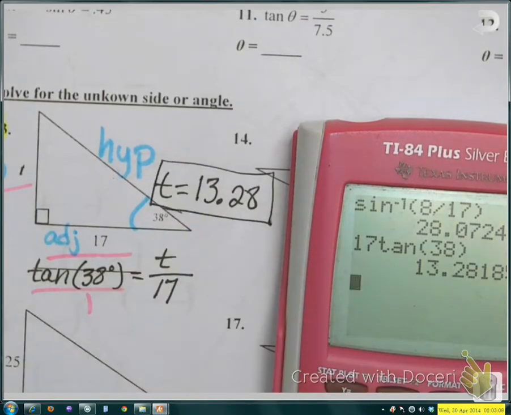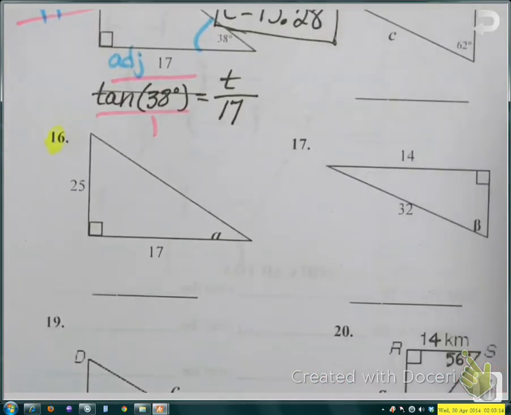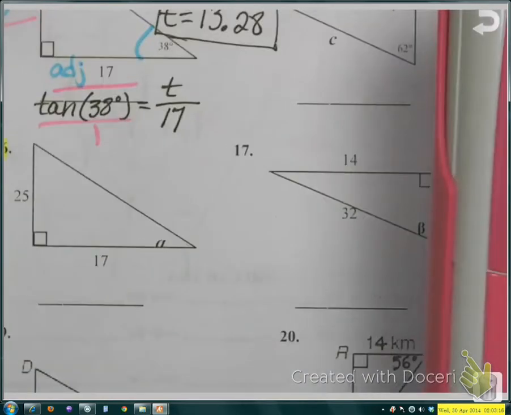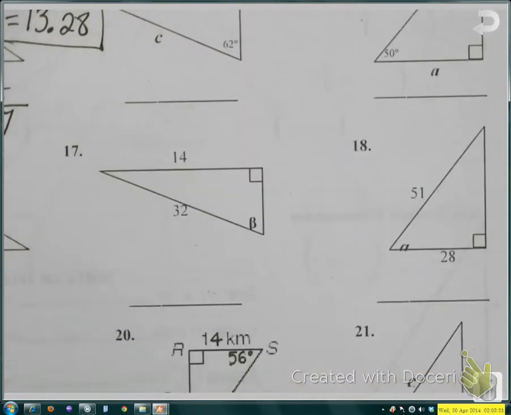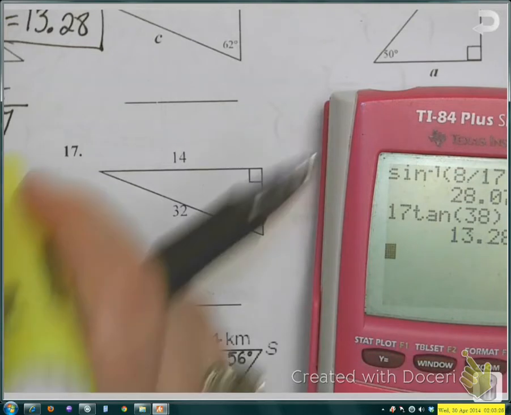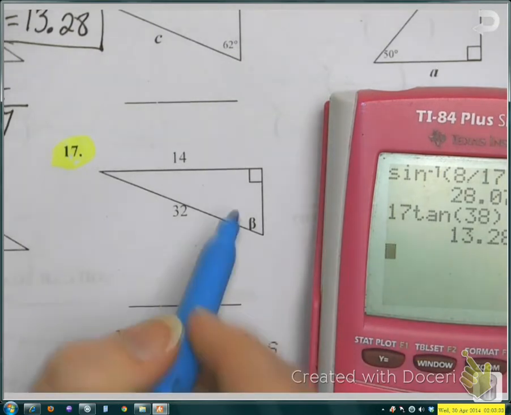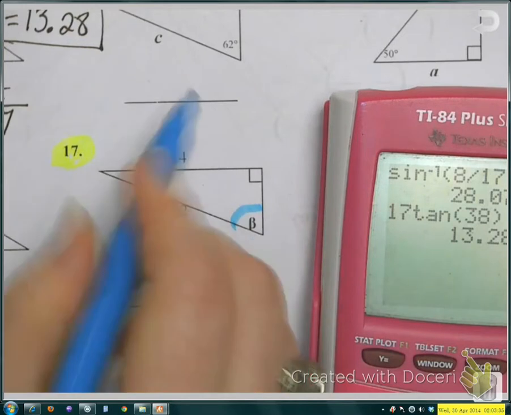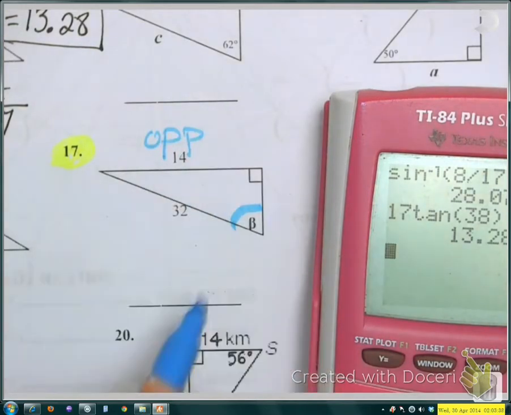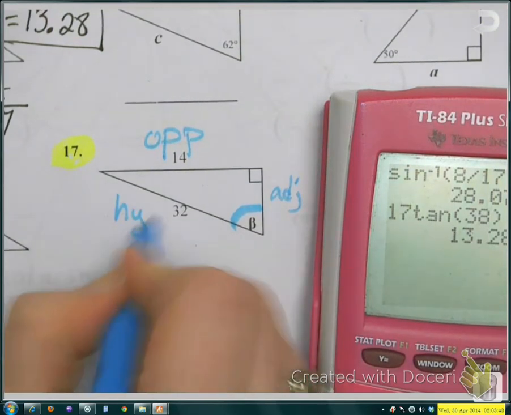Okay? Let's do another one. We're going to do number 17, same packet. We're going to start by labeling our sides. Same thing again. I have an angle here that I'm given. This angle is B. And I look across, the 14 is the opposite side. Beside it would be the adjacent side. And the 32 would be the hypotenuse.